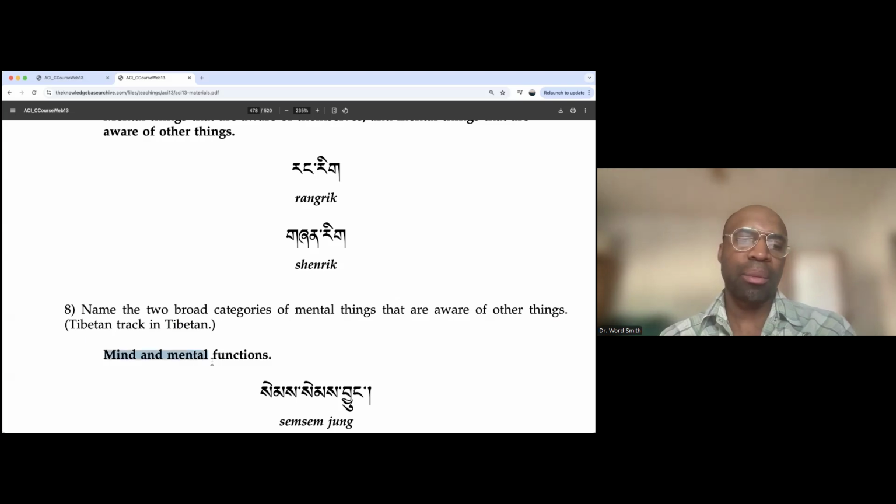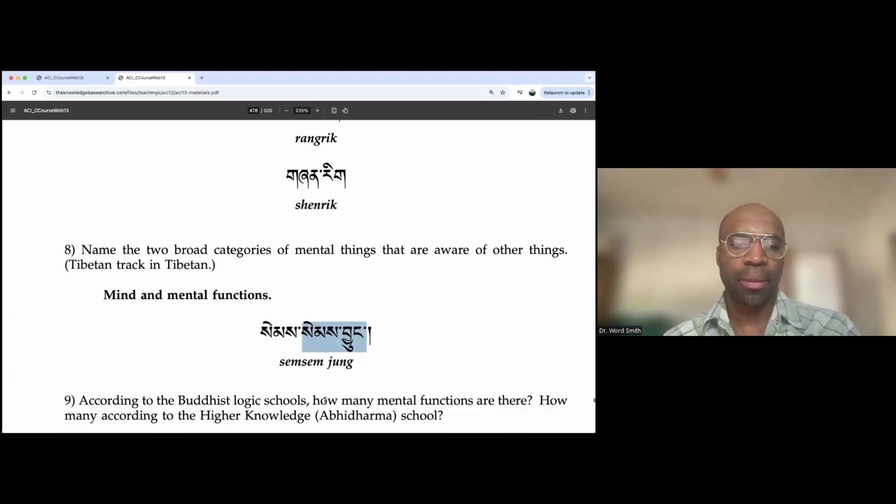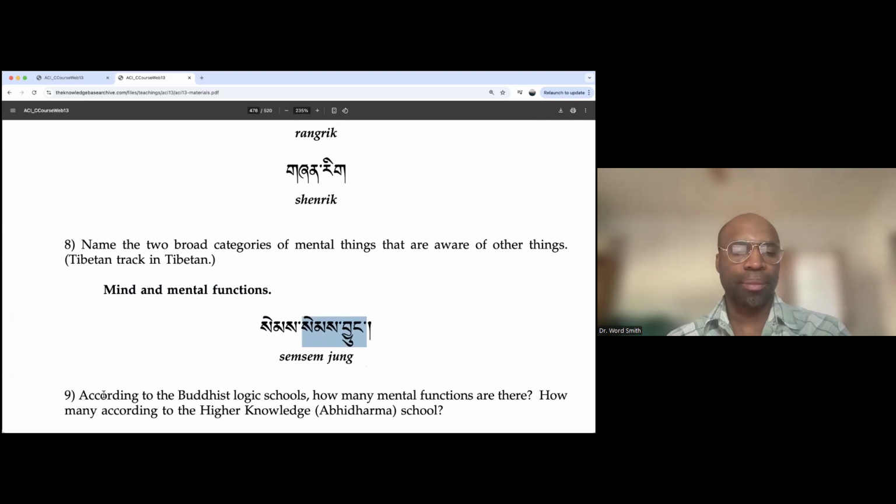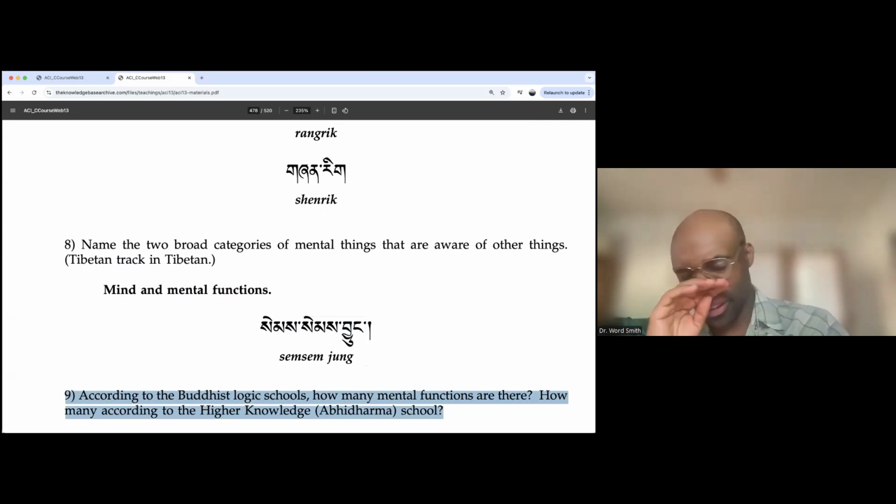Anyway, mind and mental functions. Sem and sem chung. Chung means comes from or something. Mental function. Comes from the mind. All right. Number 9.